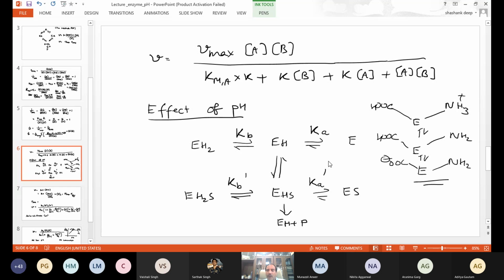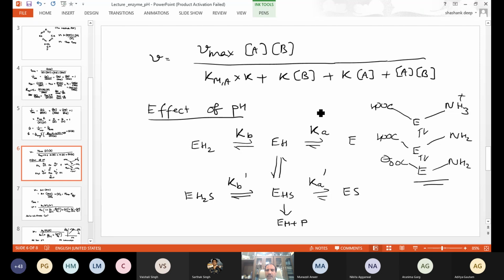So we all know that enzyme exists in 3 different forms. Am I right or not? Have you studied this or not? Enzyme exists in 3 different forms. On the basis of what? On the basis of pH.